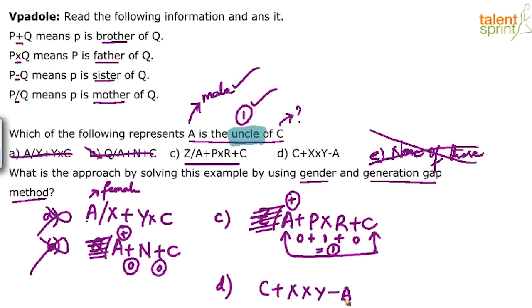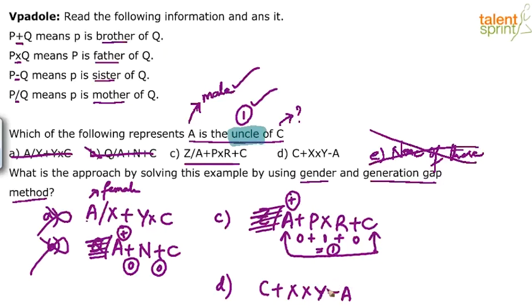Now one point to be noted here is, see, we are looking for the gender of A. If you look at the fourth option or option D, A is at the end. A is towards the end. So will you be able to establish the gender of A? No. We cannot find out the gender of A from option D, because option D has Y minus A. Minus means what? Sister. Y is the sister of A. Y is the sister of A means what? Is A the sister of Y or brother of Y? Both are possible. You're getting it?